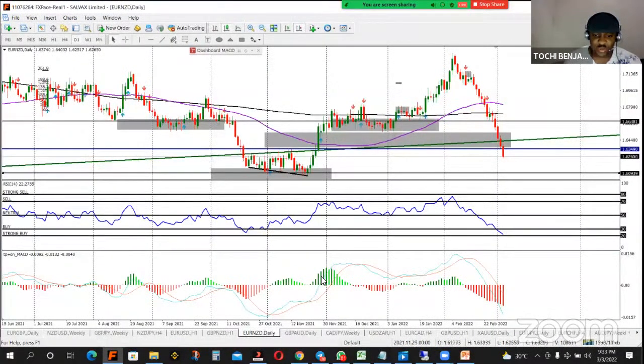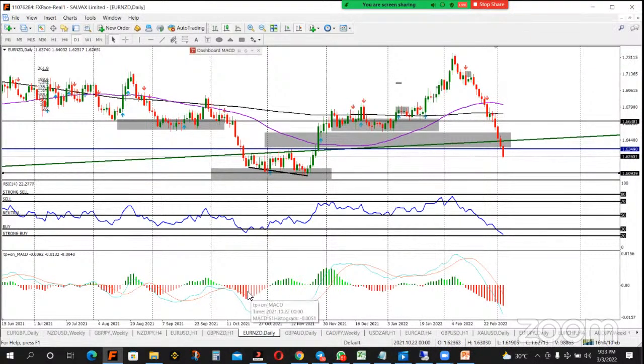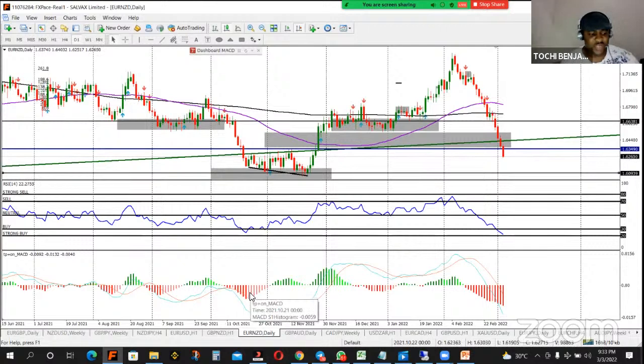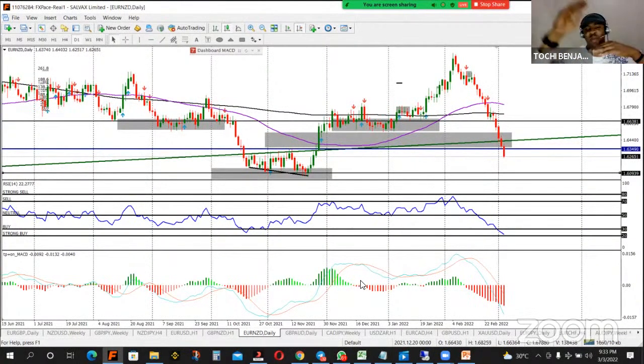Of course, we know what a histogram is. We all attended primary school. If you see the histogram below, it tells you it's a selling bias. If you see it above, it tells you it's a buy bias, that the market is buying. But before the market starts buying, you will see the histogram, which is red, below equilibrium. When I say equilibrium, it is the line that demarcates the up and the down.